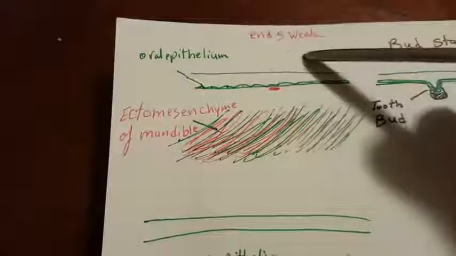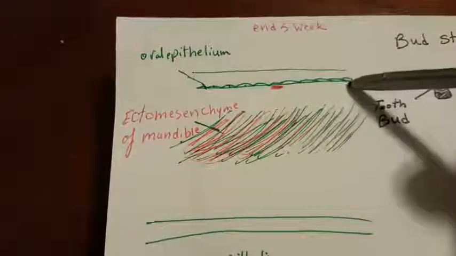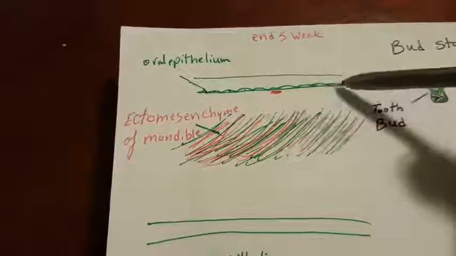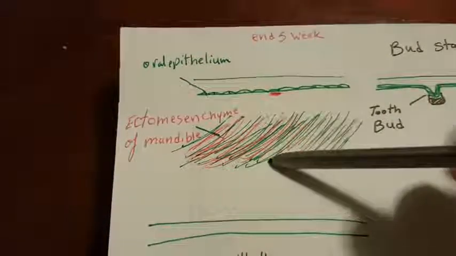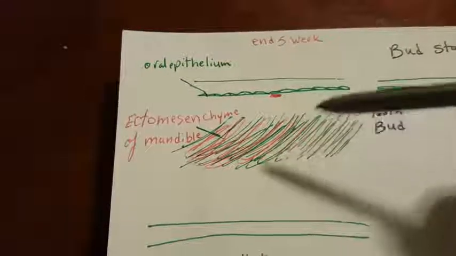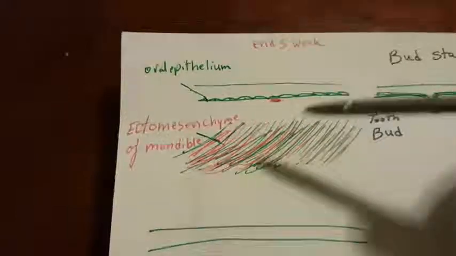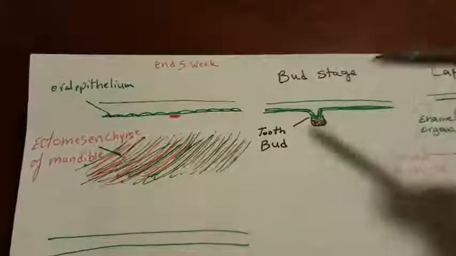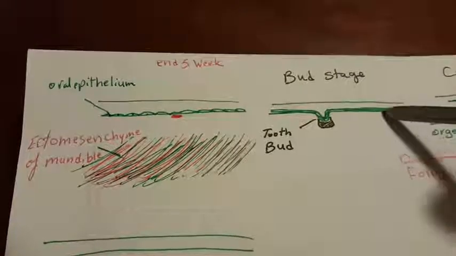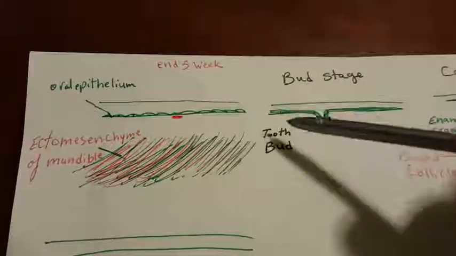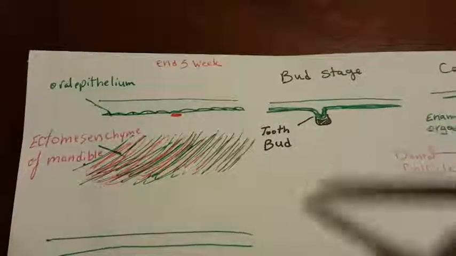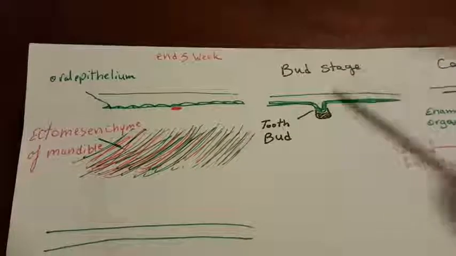By the end of the 5th week, you can see the oral epithelium, and underneath the oral epithelium is the ectomesenchyme of the mandible. The first step happens by the invagination of the oral epithelium to form what's called a tooth bud. This is called the bud stage.